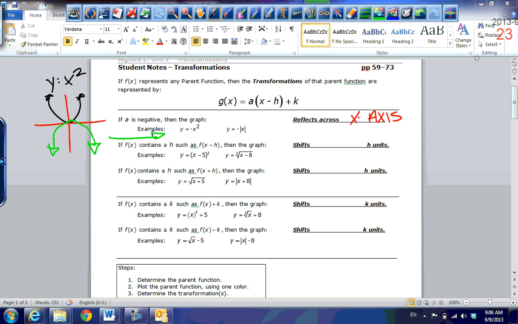Alright, if we have an H, and it's moving, and it's a minus sign, we're going to move to the right. So anytime there's a minus, minus 5, minus 4, minus 3, we're going to shift to the right. Even though it's a minus sign, we're still going to the right. So what can we deduce if it's a plus symbol? That goes to the left.